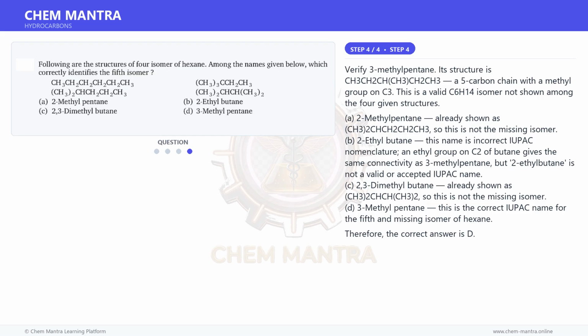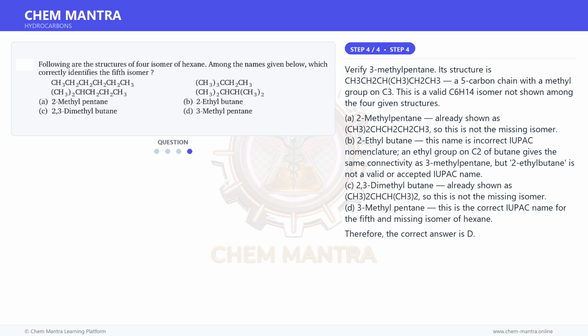A. 2-methylpentane already shown as CH3CH(CH3)CH2CH2CH3, so this is not the missing isomer. B. 2-ethylbutane, this name is incorrect IUPAC nomenclature. An ethyl group on C2 of butane gives the same connectivity as 3-methylpentane, but 2-ethylbutane is not a valid or accepted IUPAC name. C. 2,3-dimethylbutane already shown as CH3CH(CH3)CH(CH3)CH3, so this is not the missing isomer.